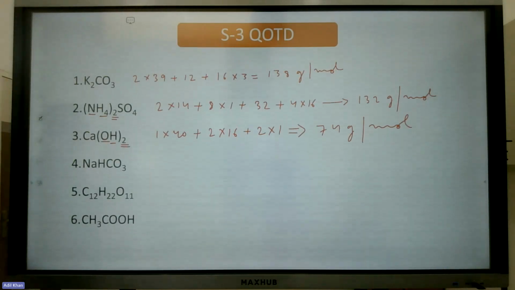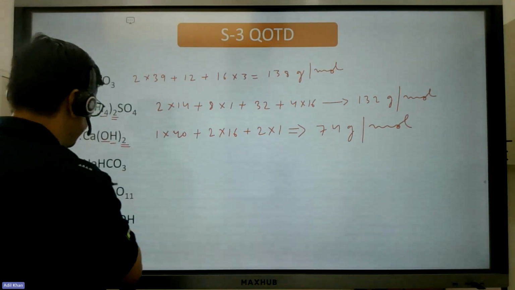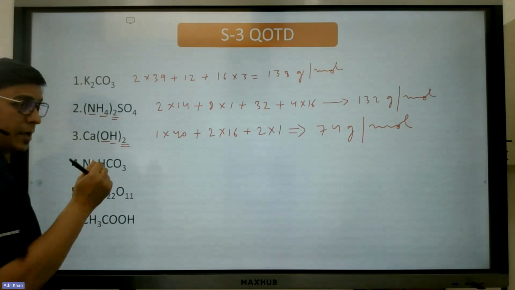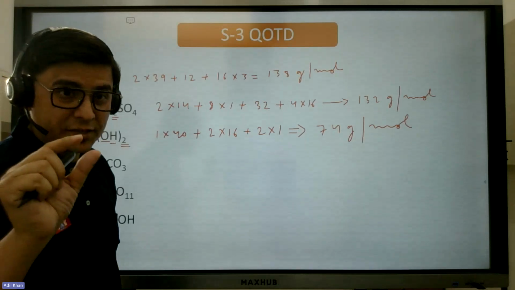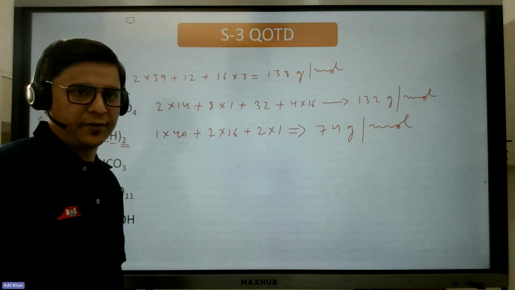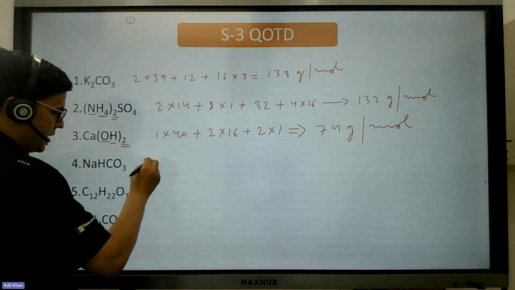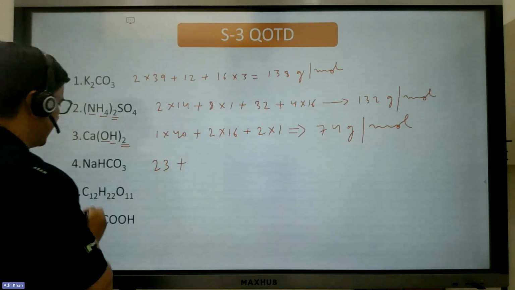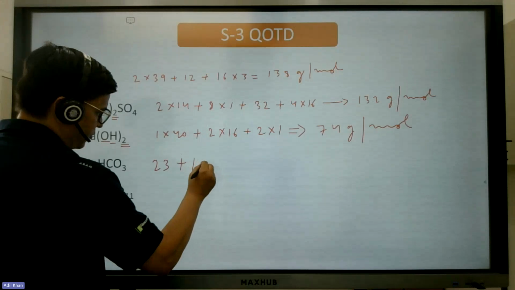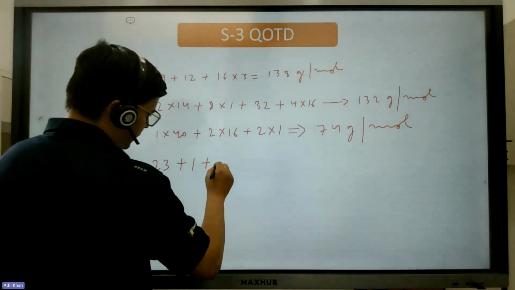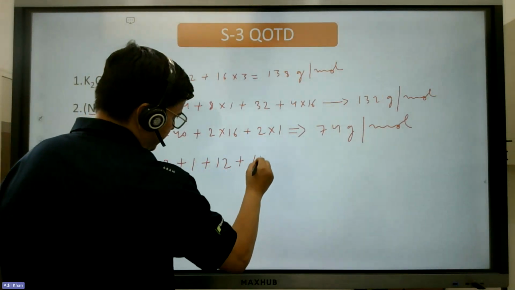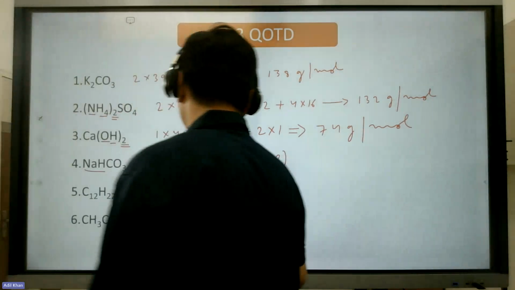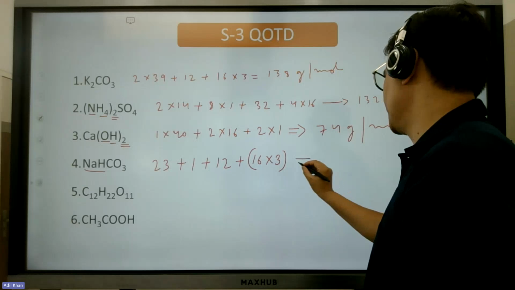The next one is sodium hydrogen carbonate. What is the common name for this? Baking what? Soda. Baking soda and baking powder, there is a slight difference between them with respect to tartaric acid. You can find out the difference. So sodium is 23, and hydrogen is also 1. Carbon is 1, so that is 12. Oxygen is 16 into 3. Rest all are 1 atom, but here oxygen is 3 atoms.